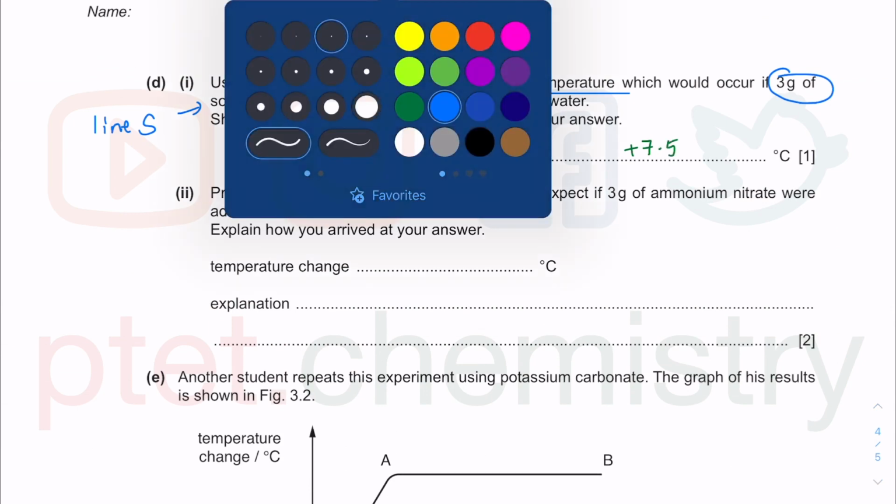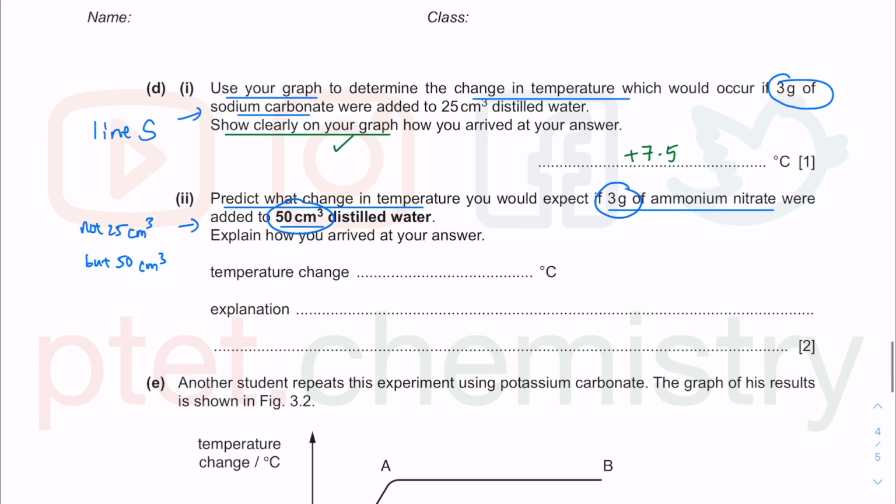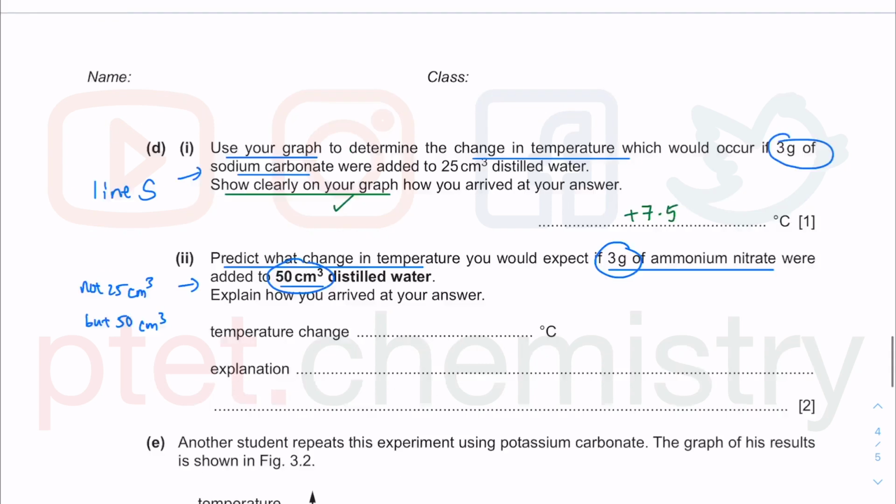Now the next bit is a bit harder. Predict what change if 3 gram of ammonium nitrate. Now you have 3 gram of ammonium nitrate, but instead of 25 cm cube, you have 50 cm cube. So you have a lot greater surrounding. How do you arrive at the answer when you add 3 gram of ammonium nitrate, what change in temperature?